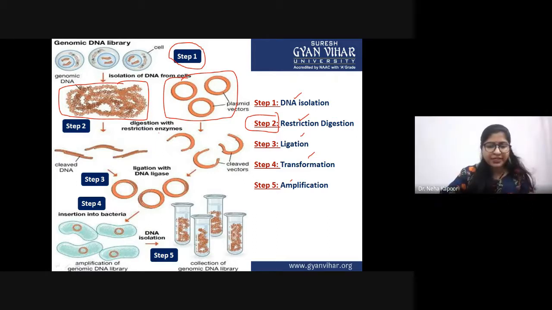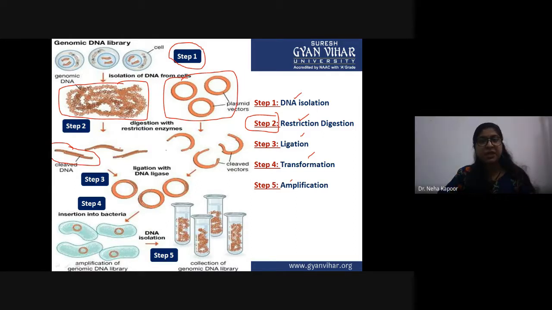So once you have digested it, as you can see, this is the cleaved DNA that has been shown here, and sticky ends are also shown. And whenever you digest a vector as well as a genomic DNA with the same kind of restriction enzymes, the sticky ends that would be generated would be similar, or you can say complementary. If they are complementary, those sticky ends are the base for the further gene cloning step.